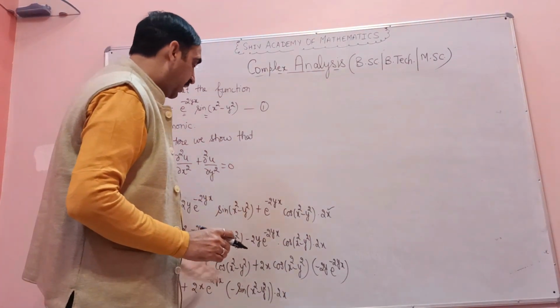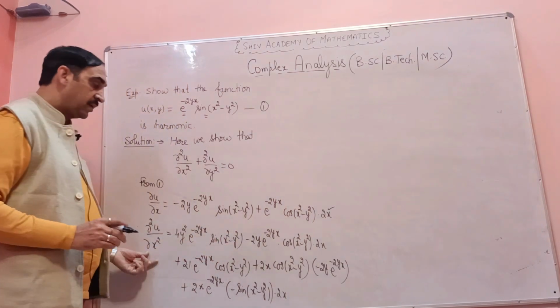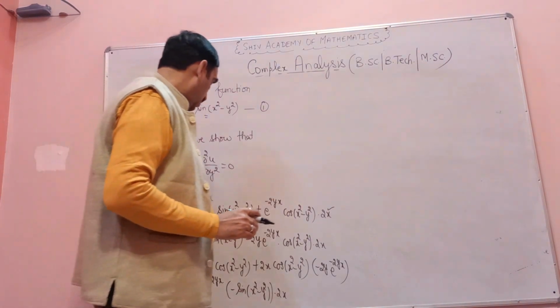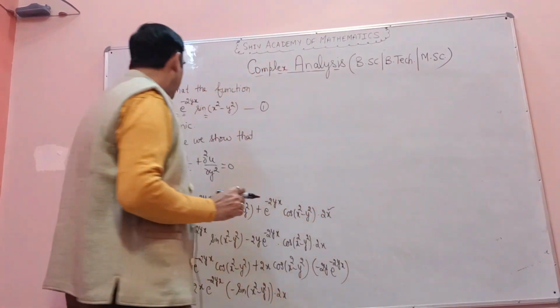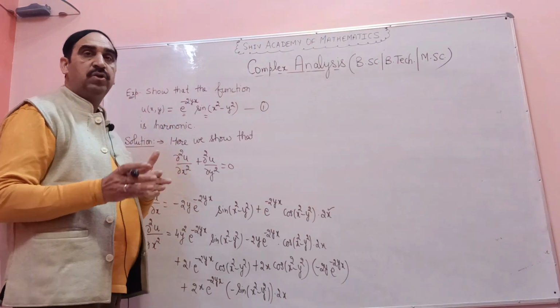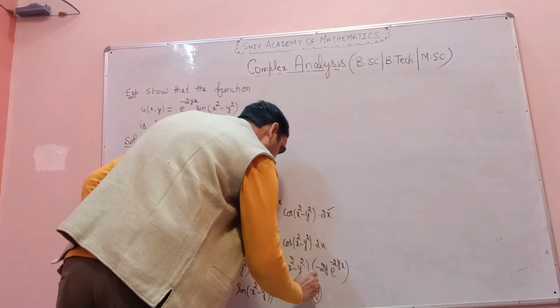So you can combine these terms and you will get this ∂²u/∂x². Okay. So similarly, we compute from this one ∂u/∂y and then ∂²u/∂y². We take it as 2.